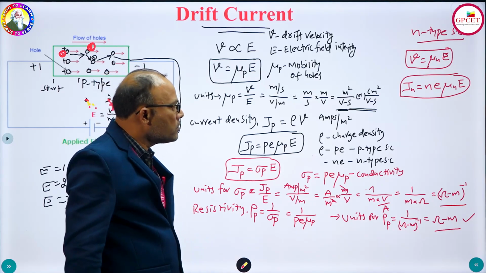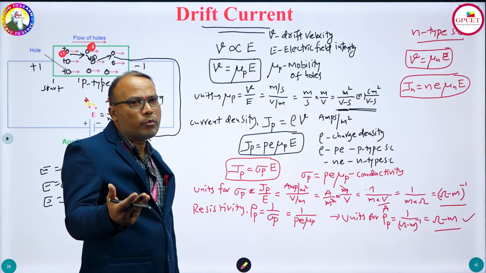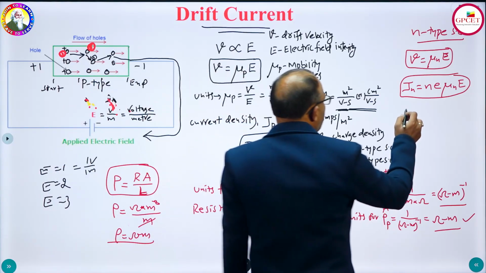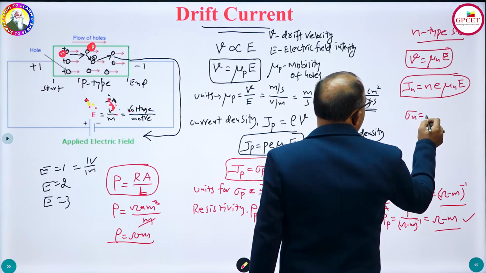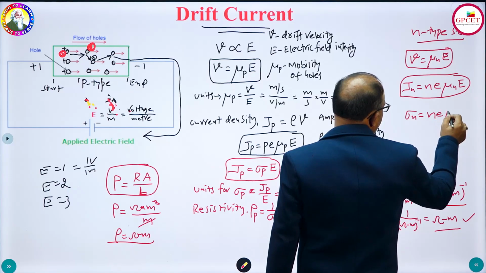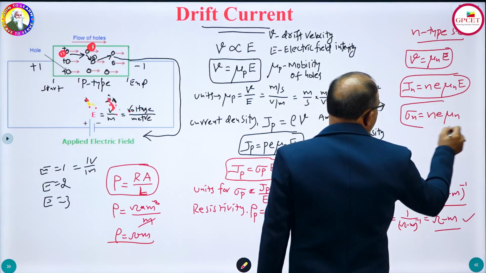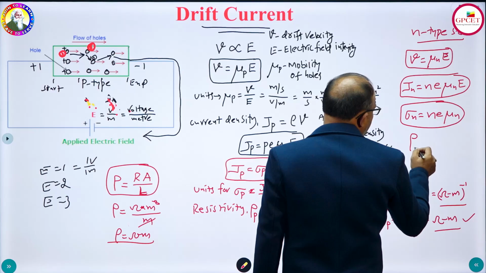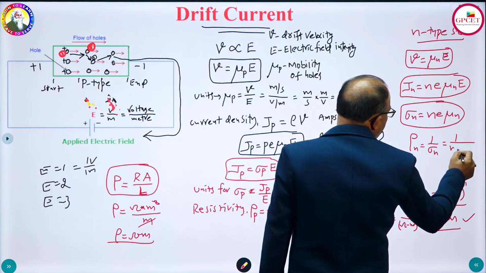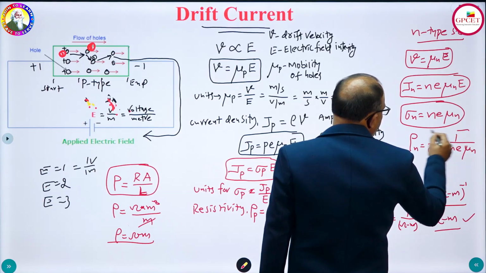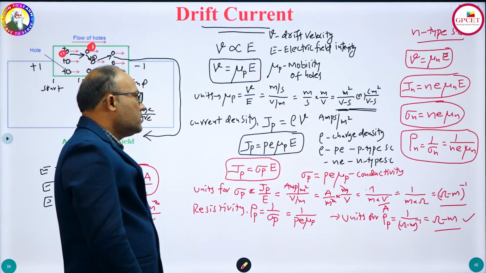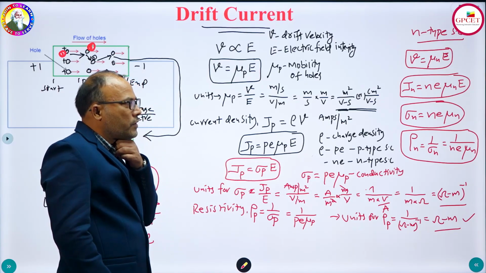n is the concentration of electrons, e is the charge of an electron, mu n is the mobility of electrons, and E is the electric field intensity. Next, similarly, the conductivity sigma n is equal to n e mu n. Also, I can write resistivity rho n is equal to 1 by sigma n, that is equal to 1 by n e mu n. So these are all the equations for n-type semiconductor.